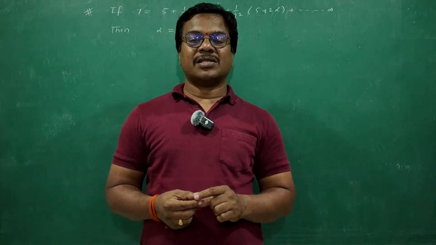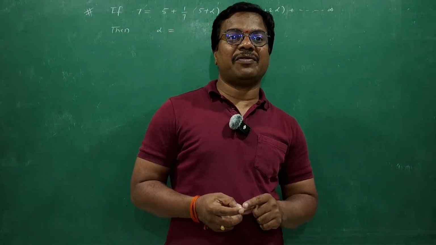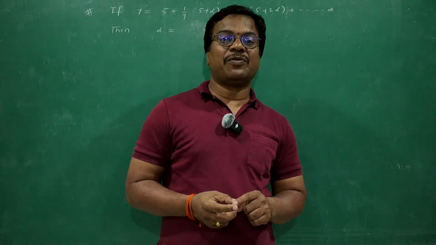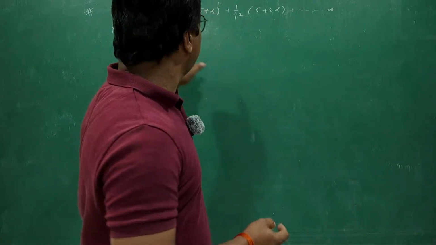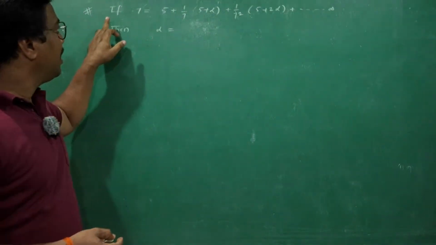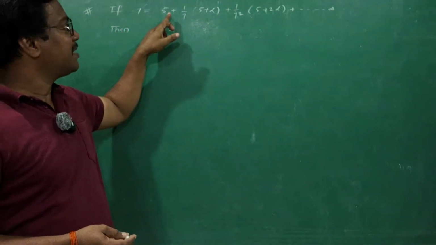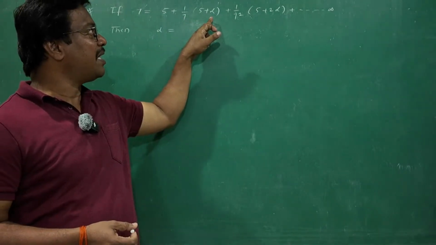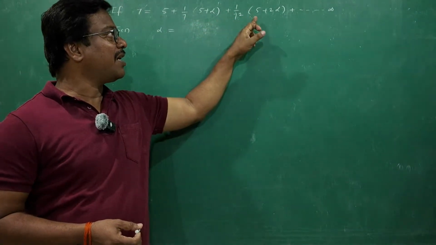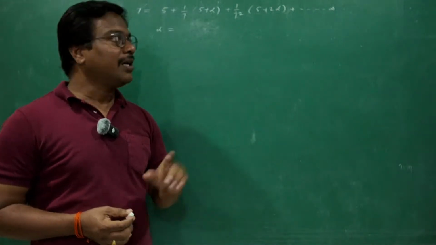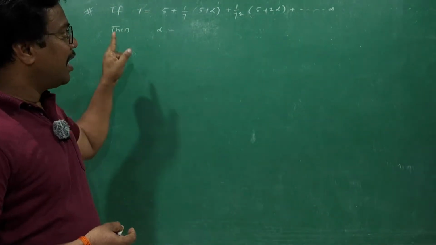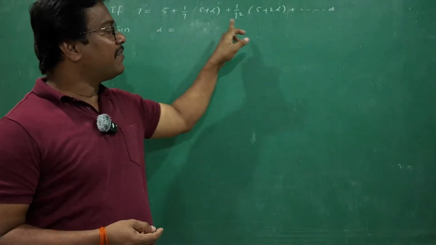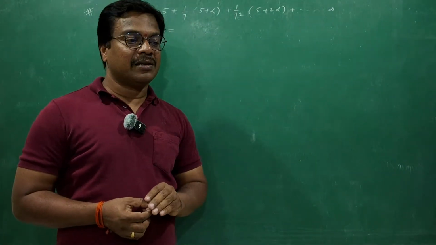Today we are going to discuss the JEE Mains 2025 January 24th second shift paper. See the first question. If 7 equals 5 plus (1/7)(5 plus alpha) plus (1/7)^2(5 plus 2 alpha) and so on to infinity, then find the value of alpha. Observe here the sequence of terms which are in AGP.